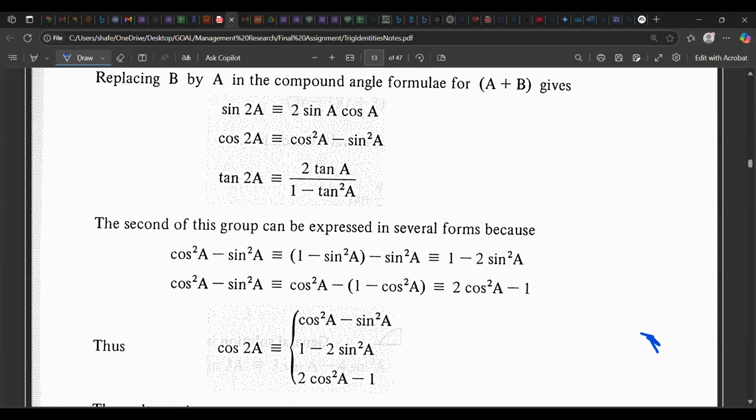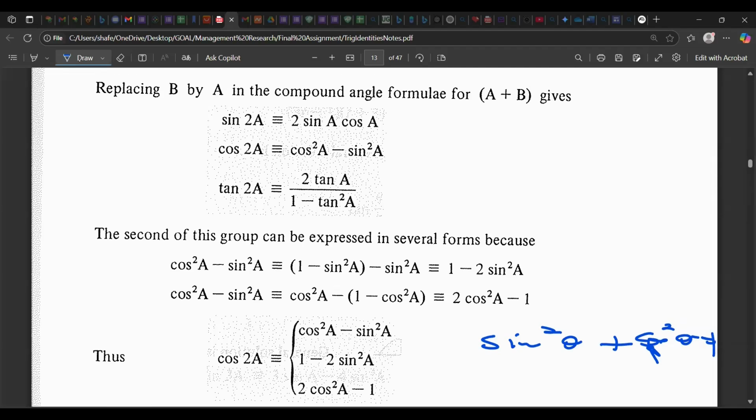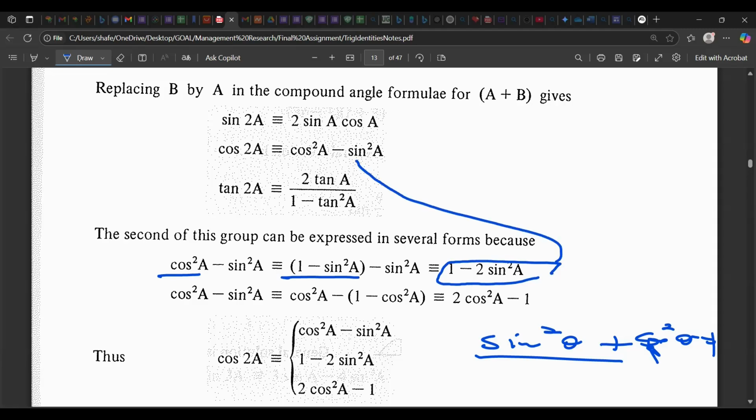Okay, all right. So you remember the identity sine squared theta plus cos squared theta equals 1. From this, you get that cos squared A is the same as 1 minus sine squared A. You put that in here and the whole expression becomes this. This is an alternative form for that. And similarly, you can replace sine squared A with something and it becomes this. These are all useful identities. They're summarized here for us.